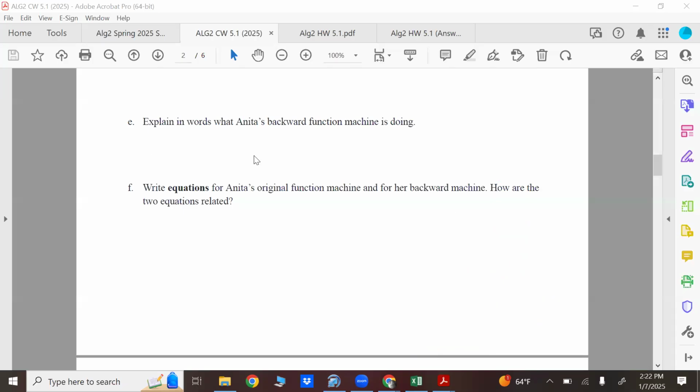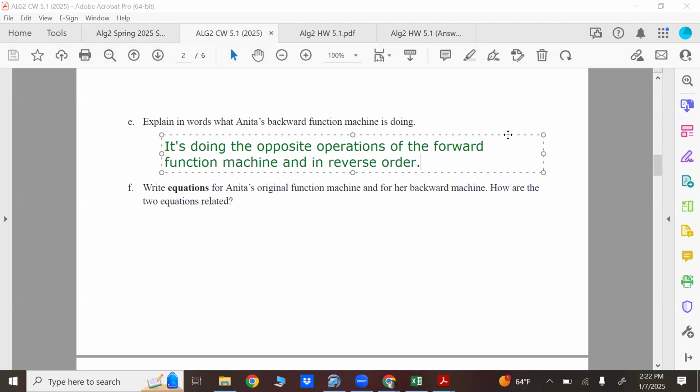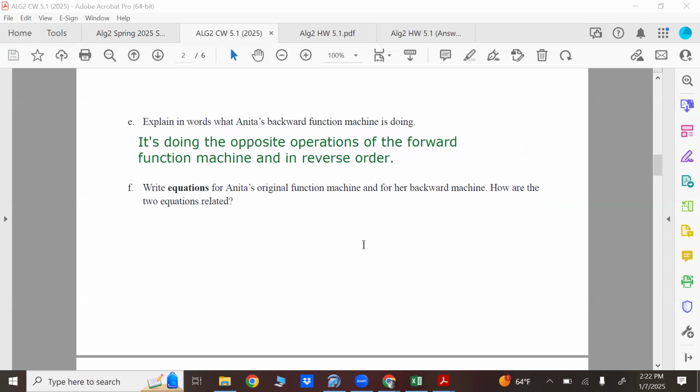So in words, it's basically doing the opposite operations of the forward function machine and in reverse order. That's what it's doing. For example, if it's adding, it would be subtracting. If it's multiplying, it would be dividing. And it's also reversing the order as well.